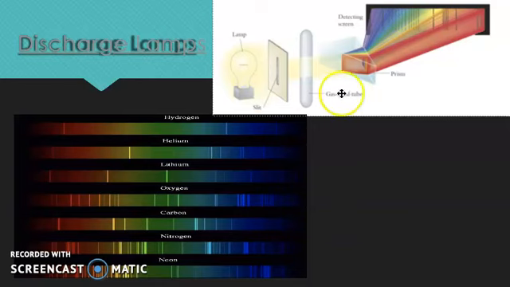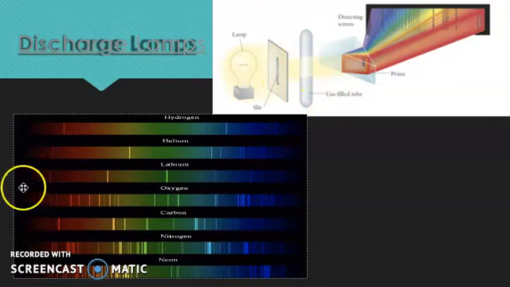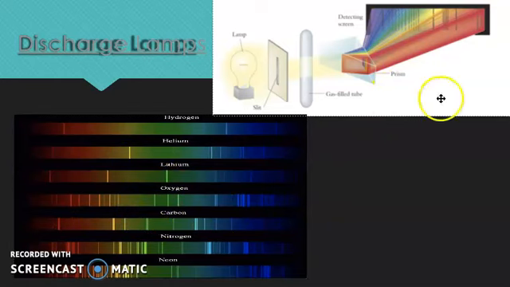Here's an idea of how they do that. They fill some gas, add some light through the gas-filled tube, and then they can see what lights come up. Sometimes you can see which light colors come through, or you can see which light colors are not coming through. But it's the same idea for both.